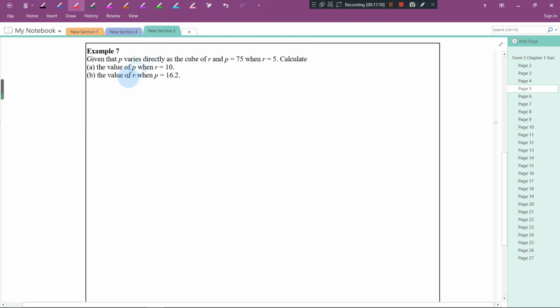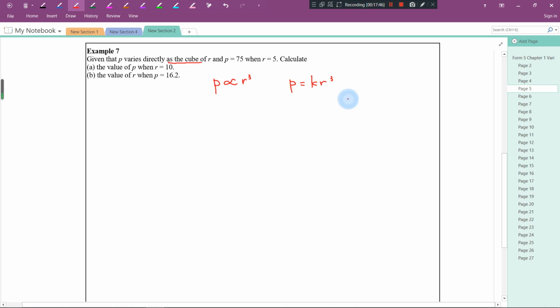Okay, now let's try the example. Given that p varies directly as the cube, okay, be careful. You have to look at the word here. Some students will just look at the variables. They see p varies directly as the cube of r, but they just look at p and r, and then write p is equal to kr. This is not correct. You have to look carefully at the question. The cube of r means that I have to put a power 3 over here.